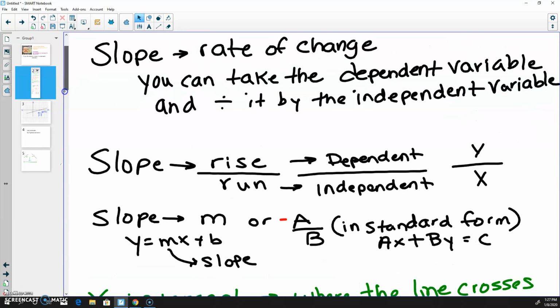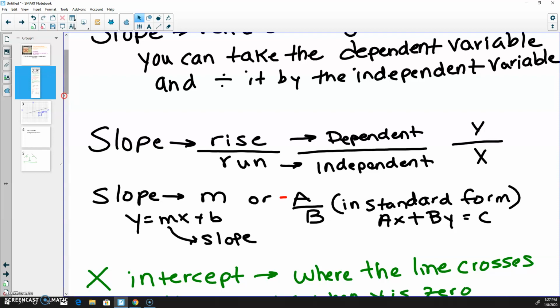Okay, in slope-intercept form, y equals mx plus b, slope is always m. If you have standard form, which is ax plus by equals c, to find slope, you make a negative and divide it by b. Do we remember that from before Christmas?